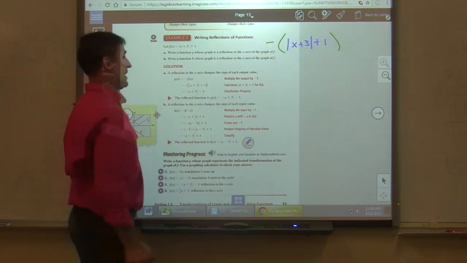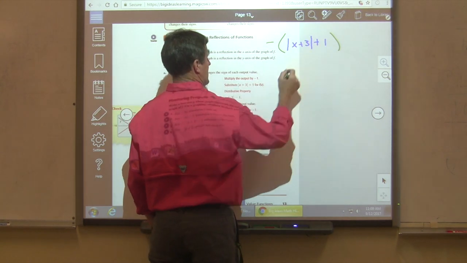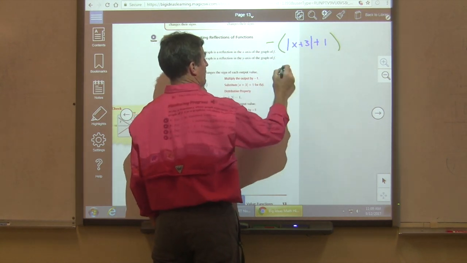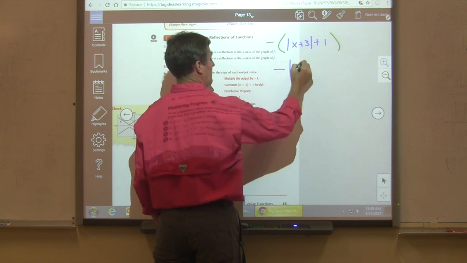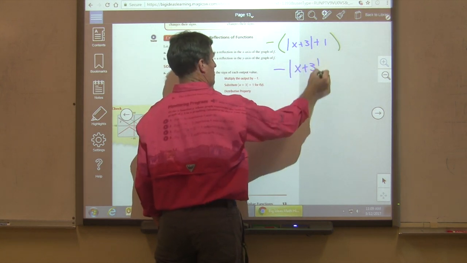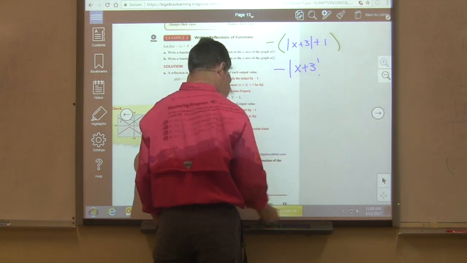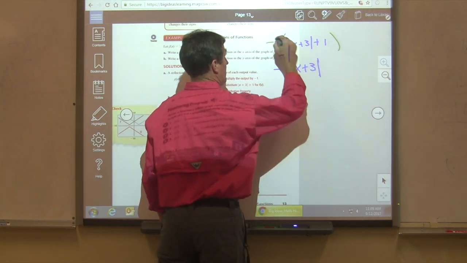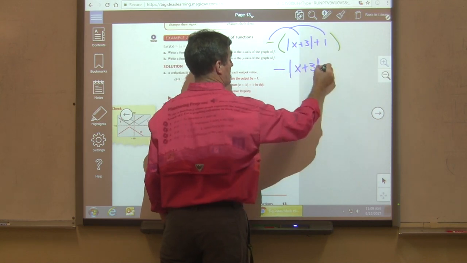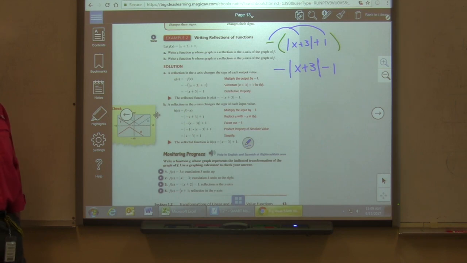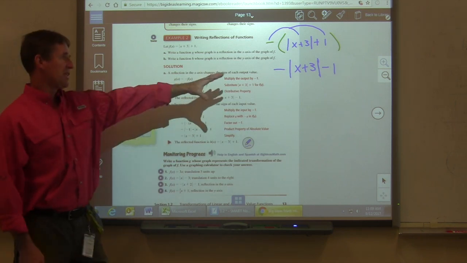So if we were to simplify that, the negative sign affects this. Now what you don't do is you don't take the negative sign into the absolute value, because we have to do that first. So it would just become negative absolute value of x plus 3. And then it does affect both of these, so it affects the 1, so it becomes minus 1. And you would just leave it like that. The book goes through, I would just leave it like that right now.